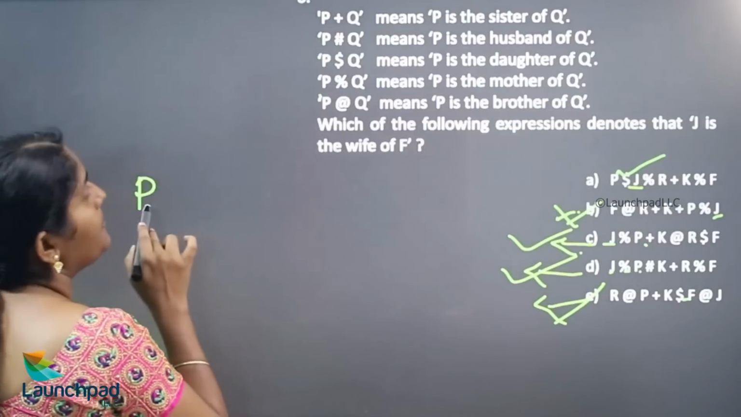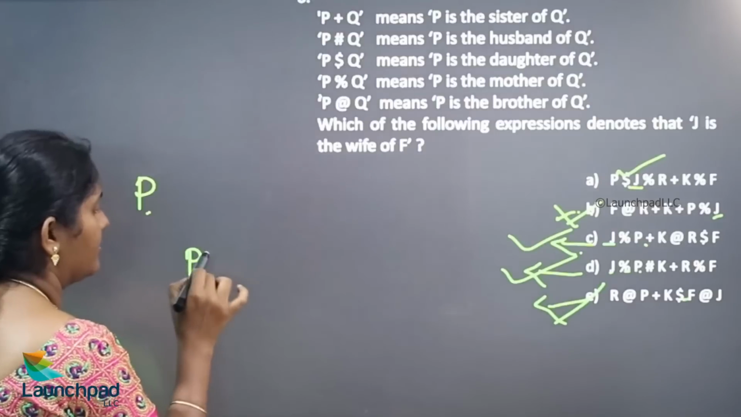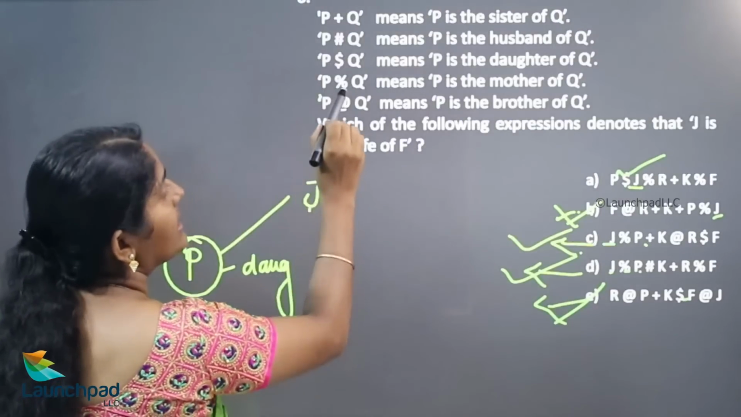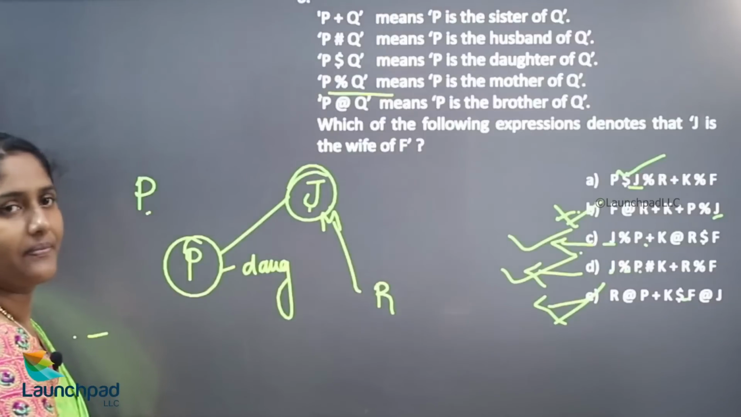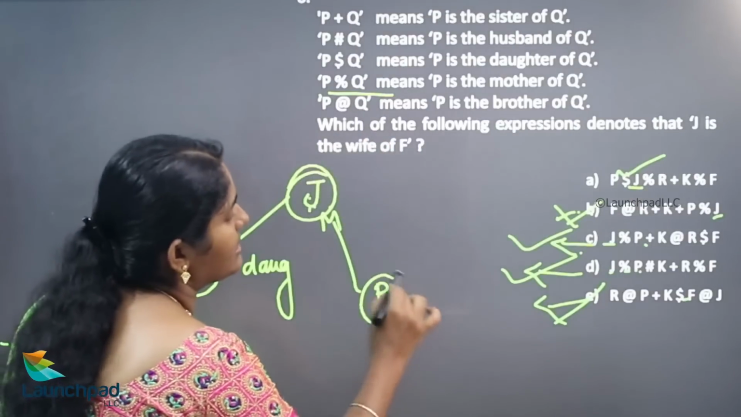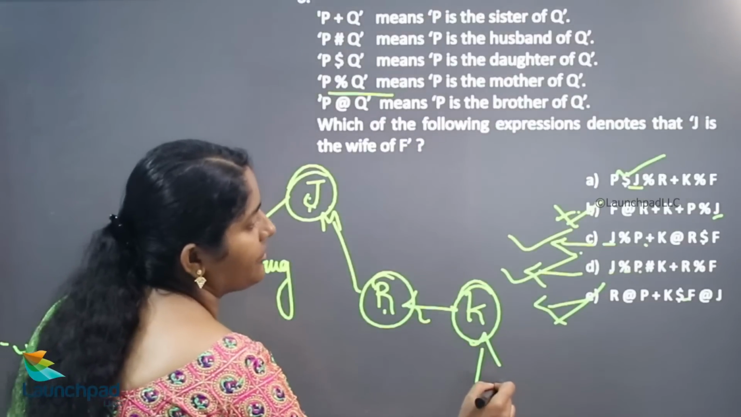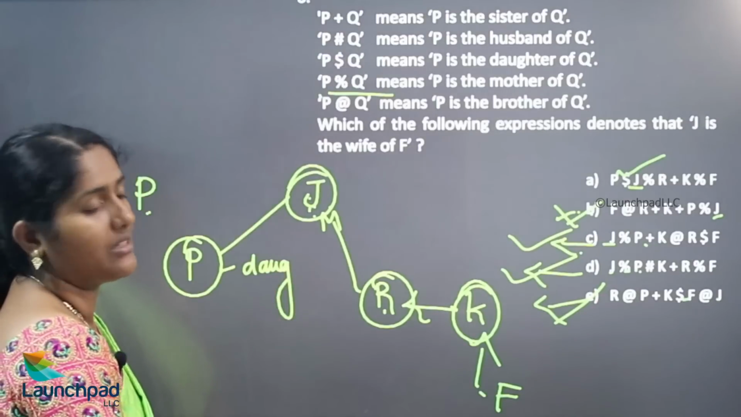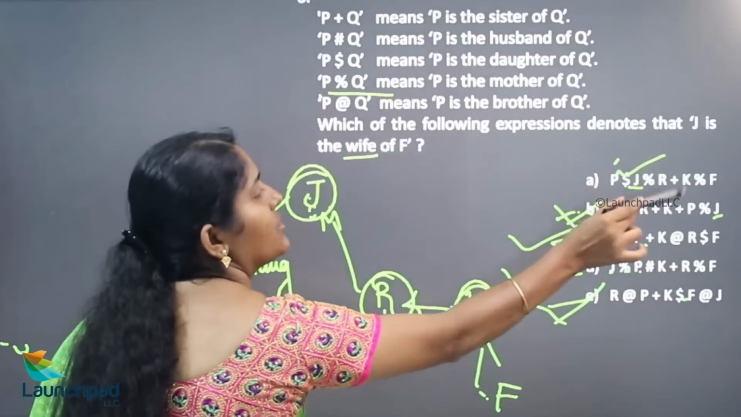P dollar means P is the daughter of Q. So P dollar J means P is the daughter of J. J percentage means J is the mother of R. Then R plus K means R is the sister of K. K percentage F means K is the mother of F. Here there is no relationship between F and J. J is a female, but there is no wife relationship. So the first one is wrong.